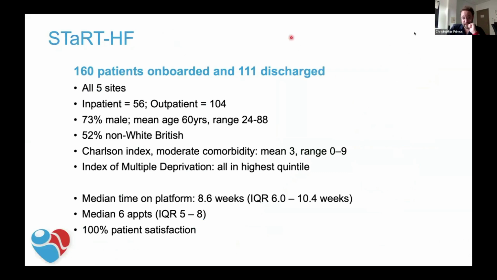So since September of 2024, we've onboarded 160 patients and discharged 111, and it has been a phenomenal learning curve, but really enjoyable. Roughly 1/3, 2/3 inpatient versus outpatient across 5 hospital sites, again across 2 hospital trusts and across 2 ICBs. Typical for heart failure, 73% male in their 60s. We have been working hard to make sure we maintain equity across our cohort, so 52% non-white British, the Charlson index indicating moderate comorbidity, and all of our patients sitting in the highest quintile when we're considering index of multiple deprivation calculated based on postcode.